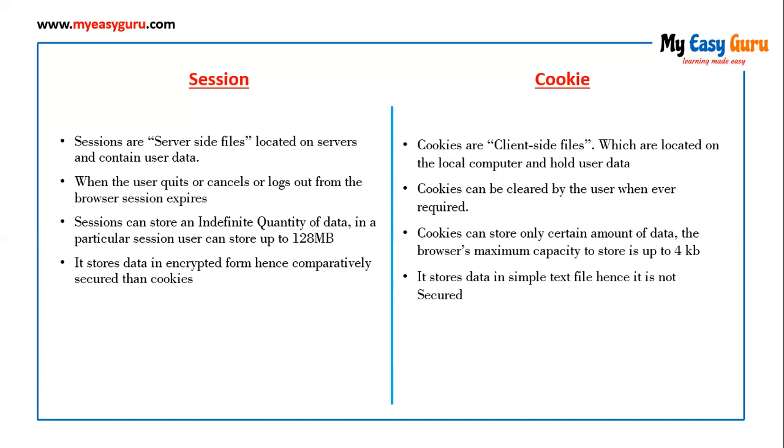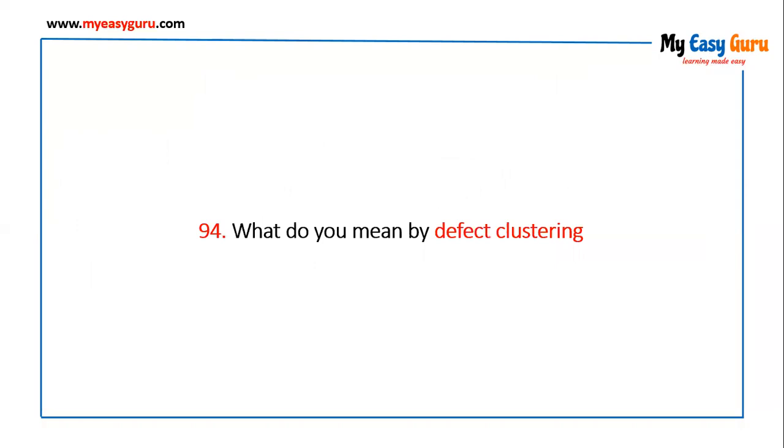The sessions are server-side files and cookies are client-side files. Session can store data up to 128 MB, while cookies store data up to 4 KB. Sessions are encrypted and cookies send a simple text file, so it is comparatively not secure.